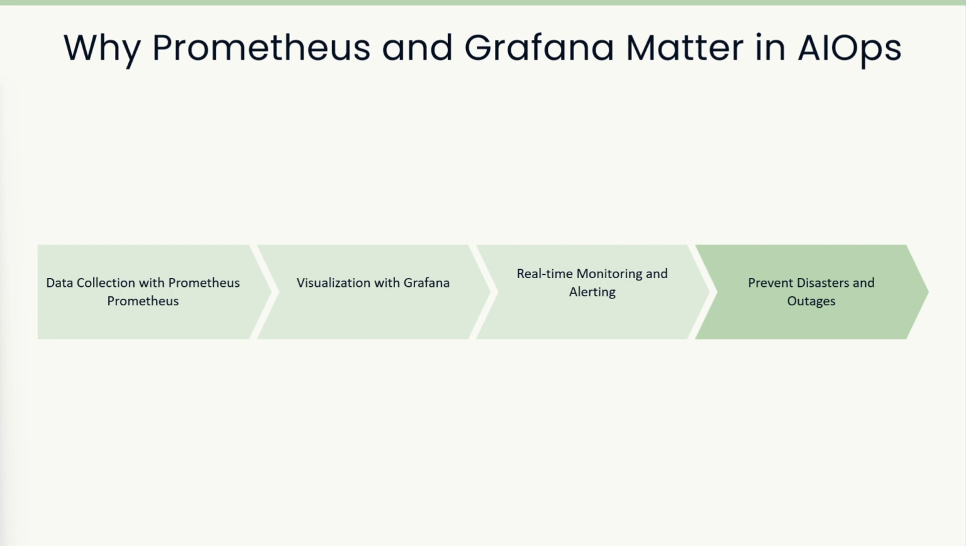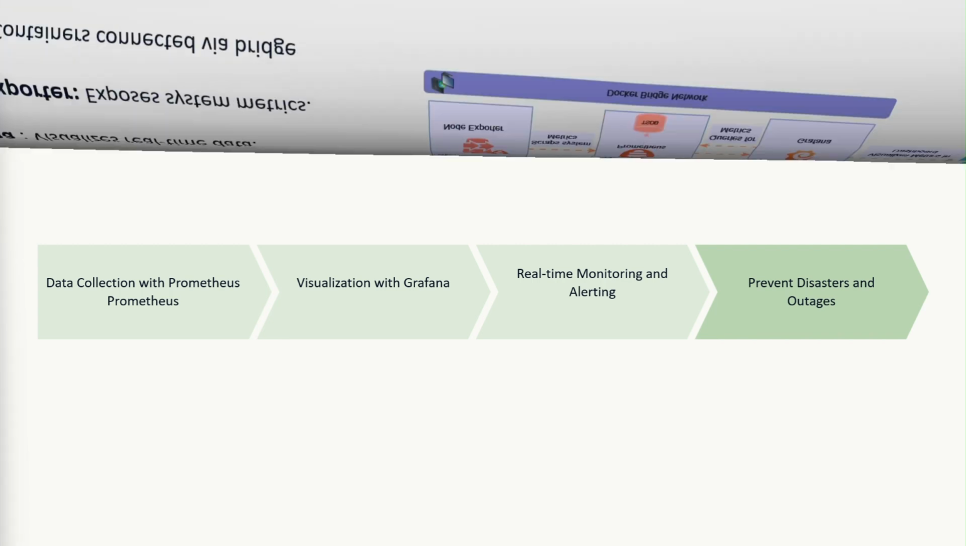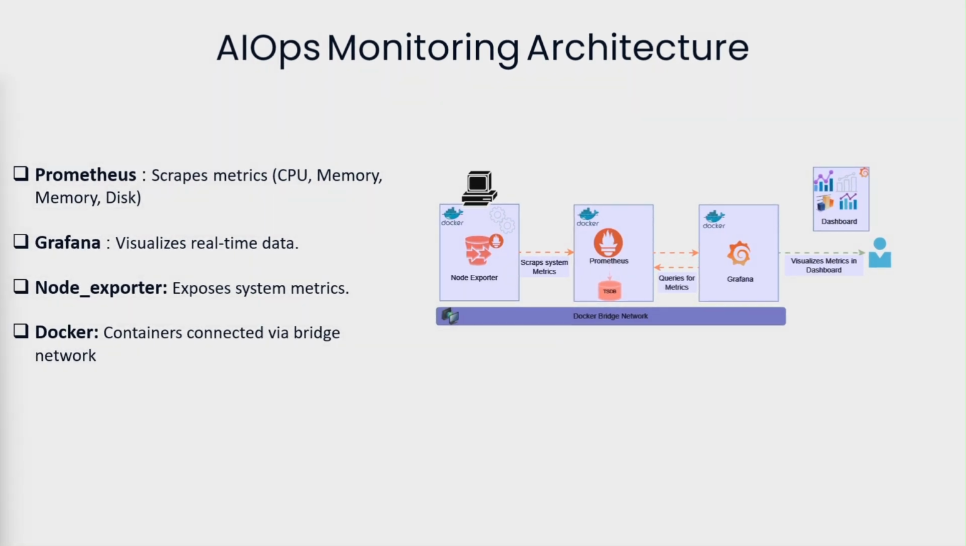Ultimately, tools like Prometheus and Grafana, as well as their competitors, help IT teams prevent disasters and outages. Each tool offers unique features, and the right one for your organization depends on your infrastructure, scale, and specific monitoring needs. All right, now let's jump into the architecture and see how everything ties together in our setup using Prometheus, Grafana, and Docker.